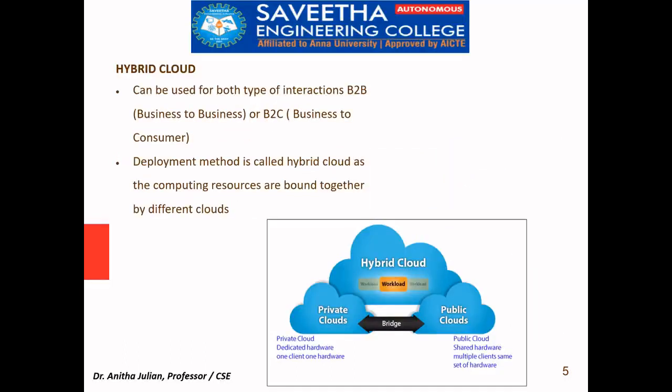Hybrid is where you have both types of interactions, that is business to business and business to consumer. In other words, we have a bridge between the private cloud and the public cloud that we studied. If we have a combination of both, then it is called a hybrid cloud. So in a hybrid cloud, computing resources are bound together by different types of clouds, mainly the private cloud and the public cloud.